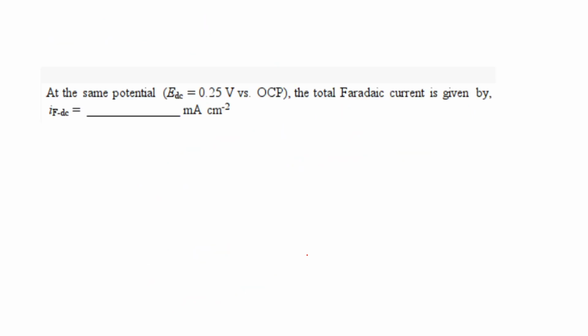At the same potential, what is the total Faraday current in milliamps per centimeter square? So now the question is, you have to tell me what's the IF. How will you write the equation? Who will tell me? I hope everyone can see the question. Otherwise, I'll write once again. It is P solution giving Q solution plus e minus.